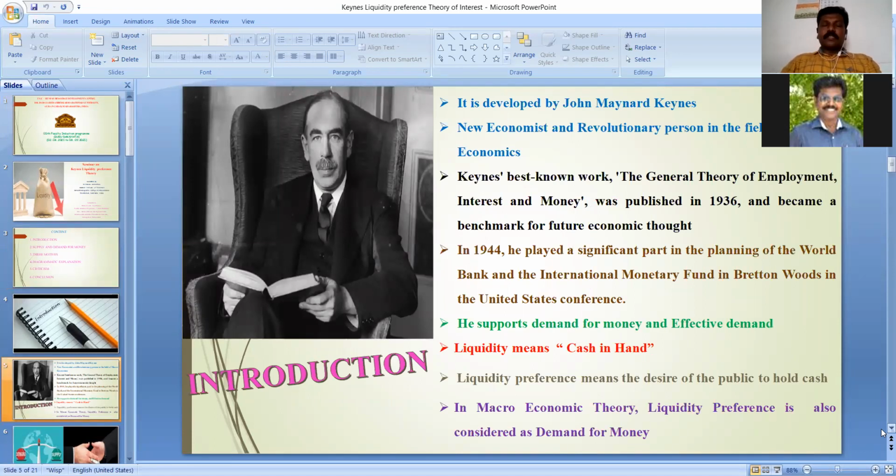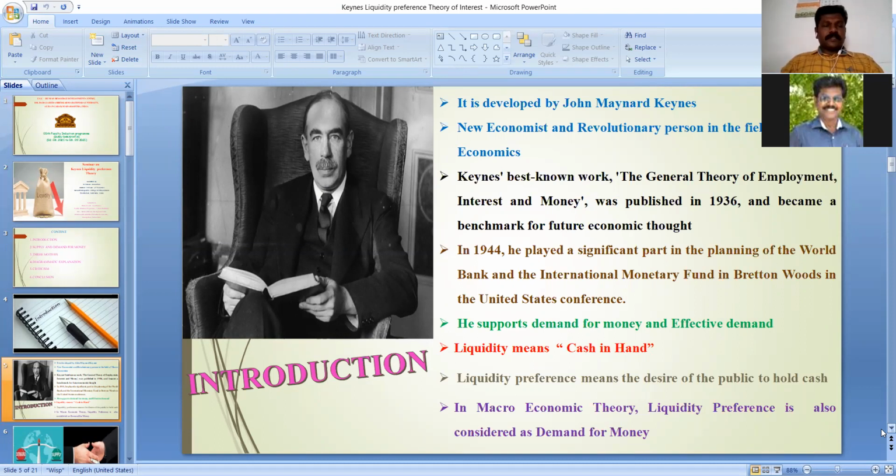It was developed by John Maynard Keynes, a new economist and revolutionary person in the field of macroeconomics. He has written so many books, but the best known work is The General Theory of Employment, Interest and Money. It was published in 1936 and became a benchmark for future economic thought. In 1944, he played a significant part in the planning of the World Bank and the International Monetary Fund at the Bretton Woods Conference in the United States. He supports demand for money and effective demand.